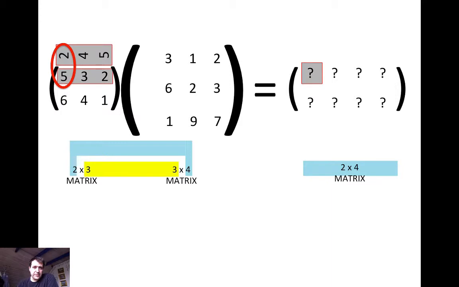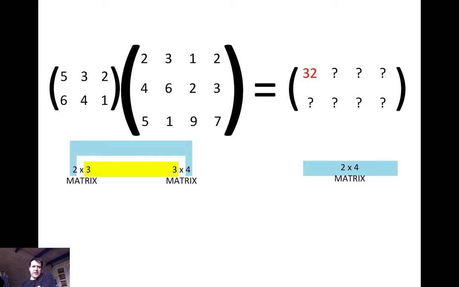So 5 times 2 plus 3 times 4 plus 2 times 5 gives us 32. So the element in row 1, column 1 of the resultant matrix is 32. So I want you to pause the screen now, pause the video, and try and work out the rest of the matrix.